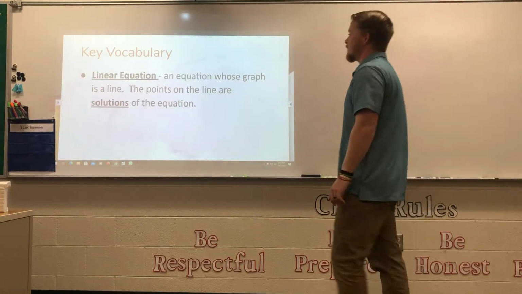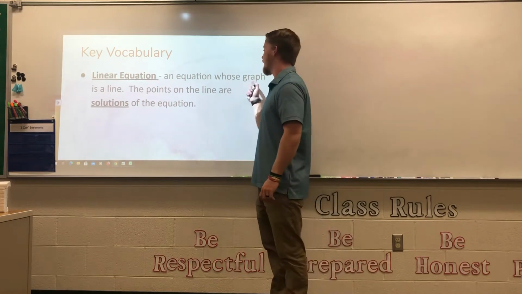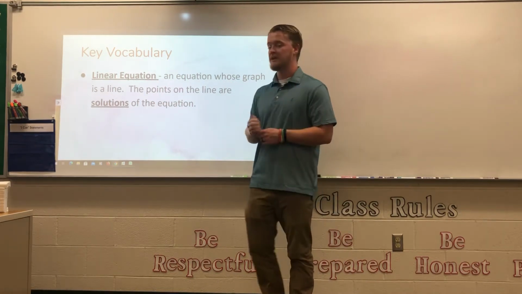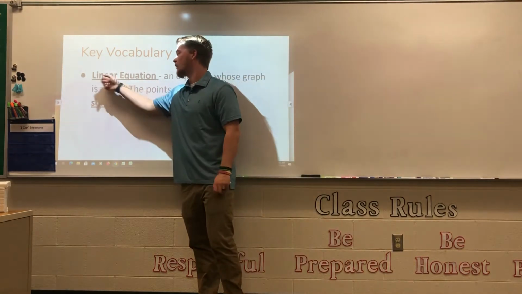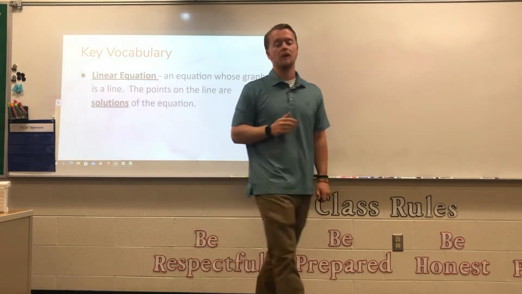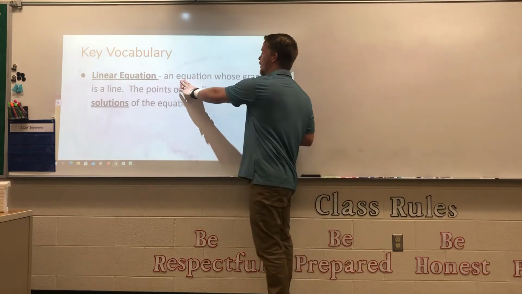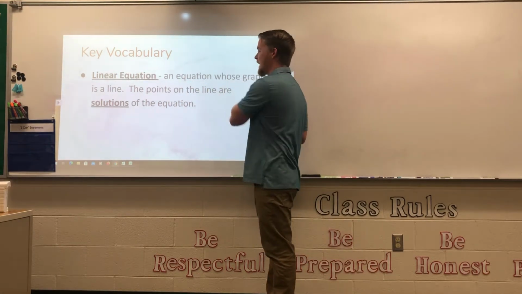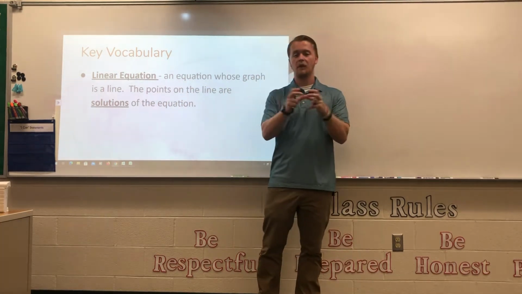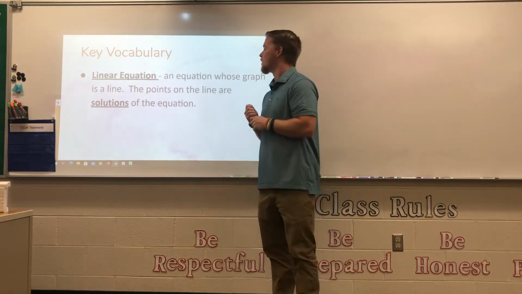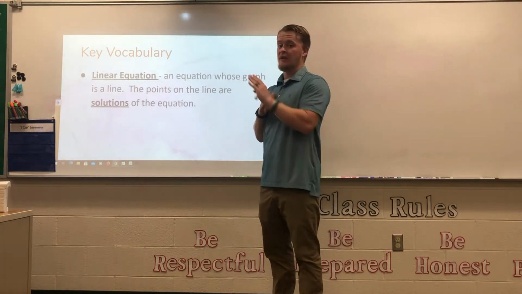It says a linear equation is an equation whose graph is a line, which makes sense. Line is the first four letters of linear, L-I-N-E. So you're looking for a graph. So we have an equation that represents a graph. Okay, so the equation and the graph go together. That's very important to understand. And it becomes a straight line.